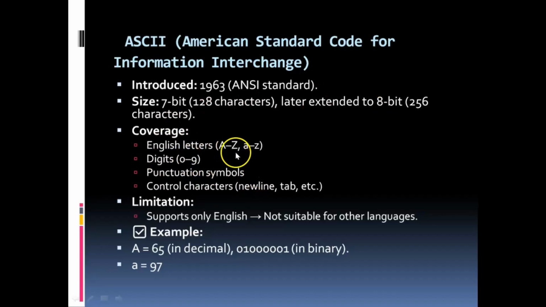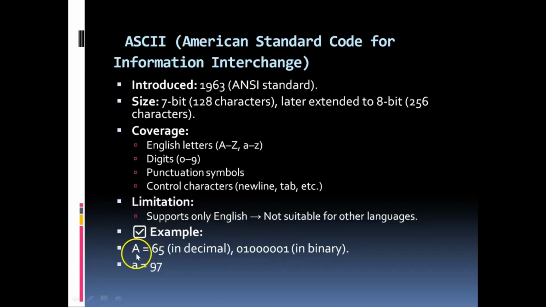English letters A to Z are covered here, both lowercase and uppercase. Digits come under this, and punctuation symbols are also there. New line, tab, everything is included. It supports English. Other languages you cannot use with this ASCII system. Let's see what is next.